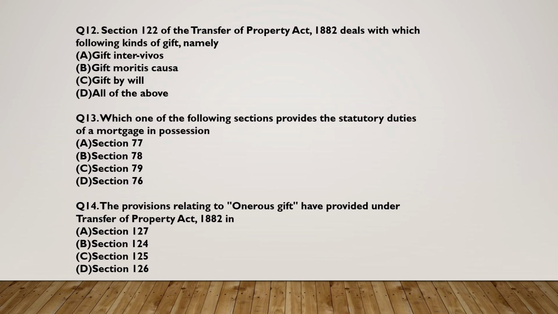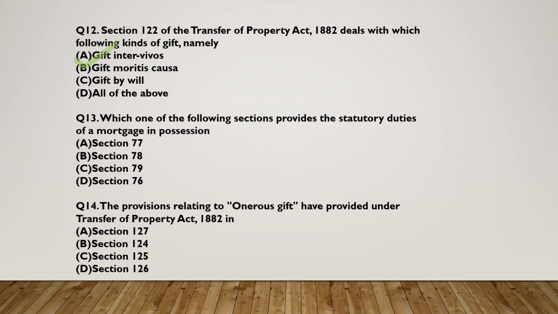Now question number 12. It says that Section 122 of the Transfer of Property Act 1882 deals with which of the following kinds of gift: option A, gift inter vivos; option B, gift mortis causa; option C, gift by will; option D, all of the above. So what is the correct option? Section 122 deals with which kind of gift? The correct option is option A, gift inter vivos. This is also direct.